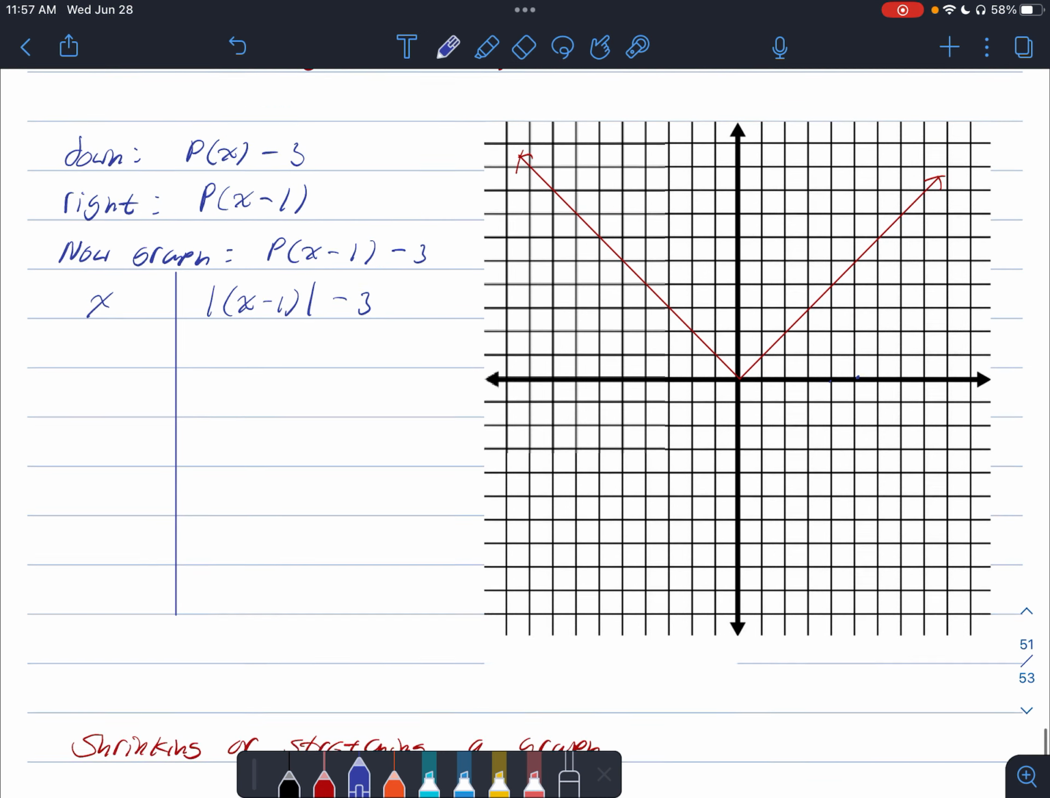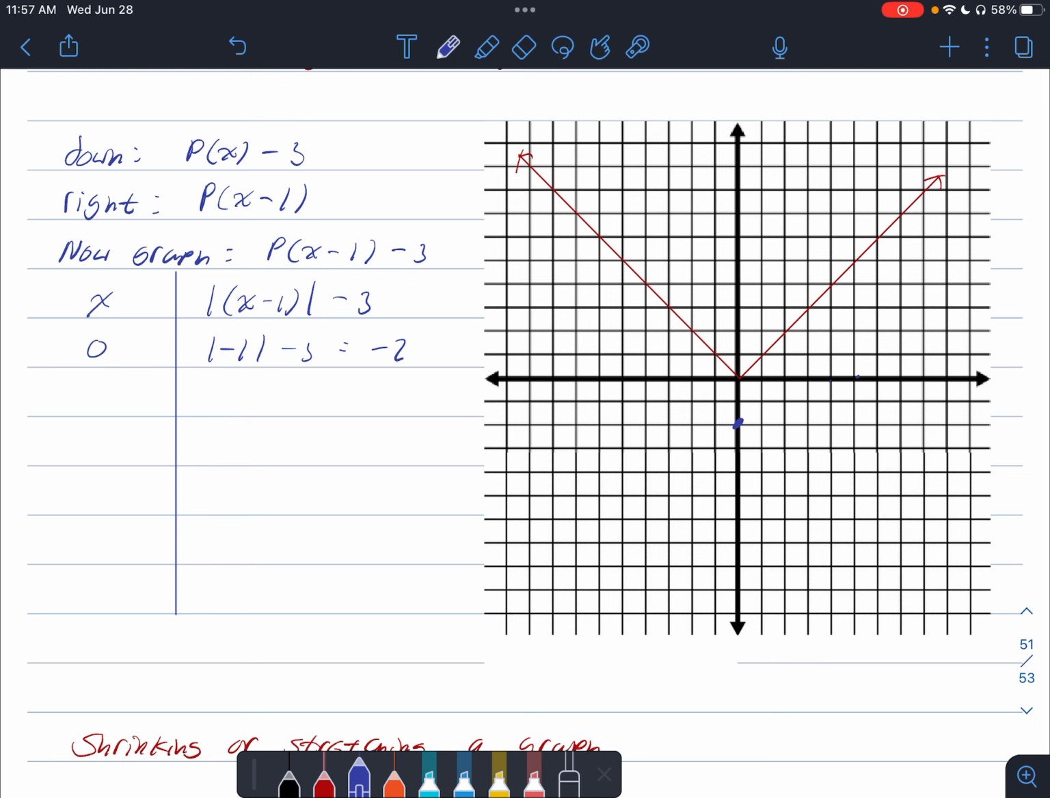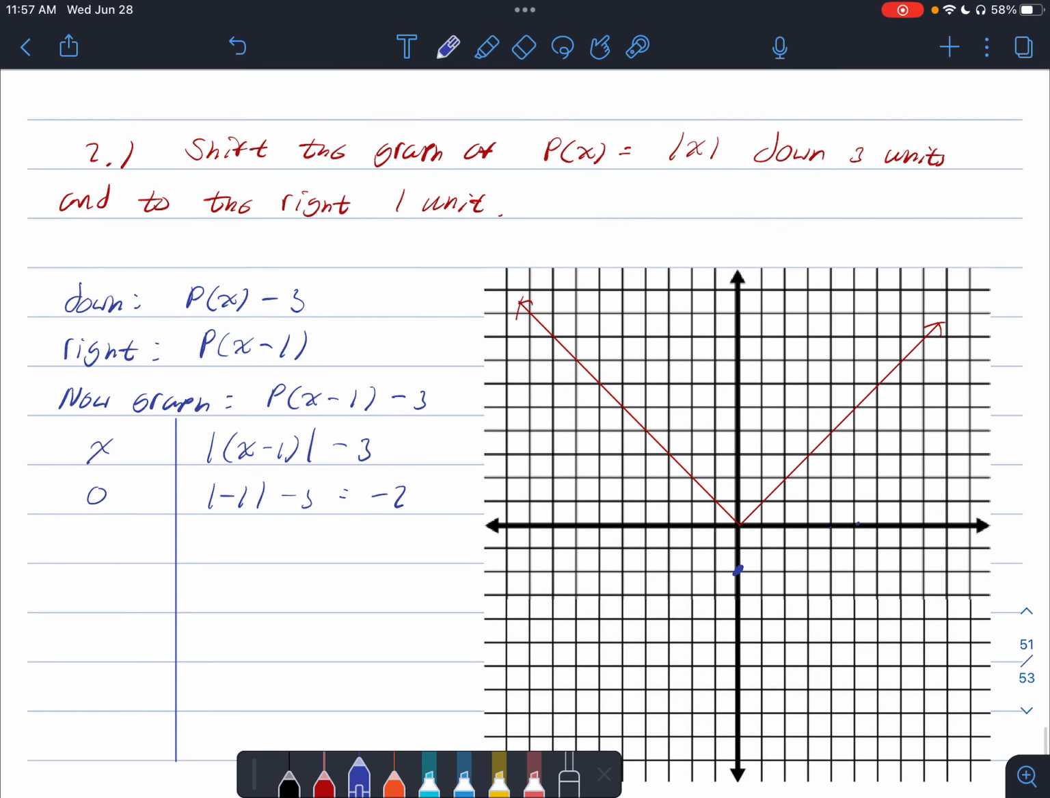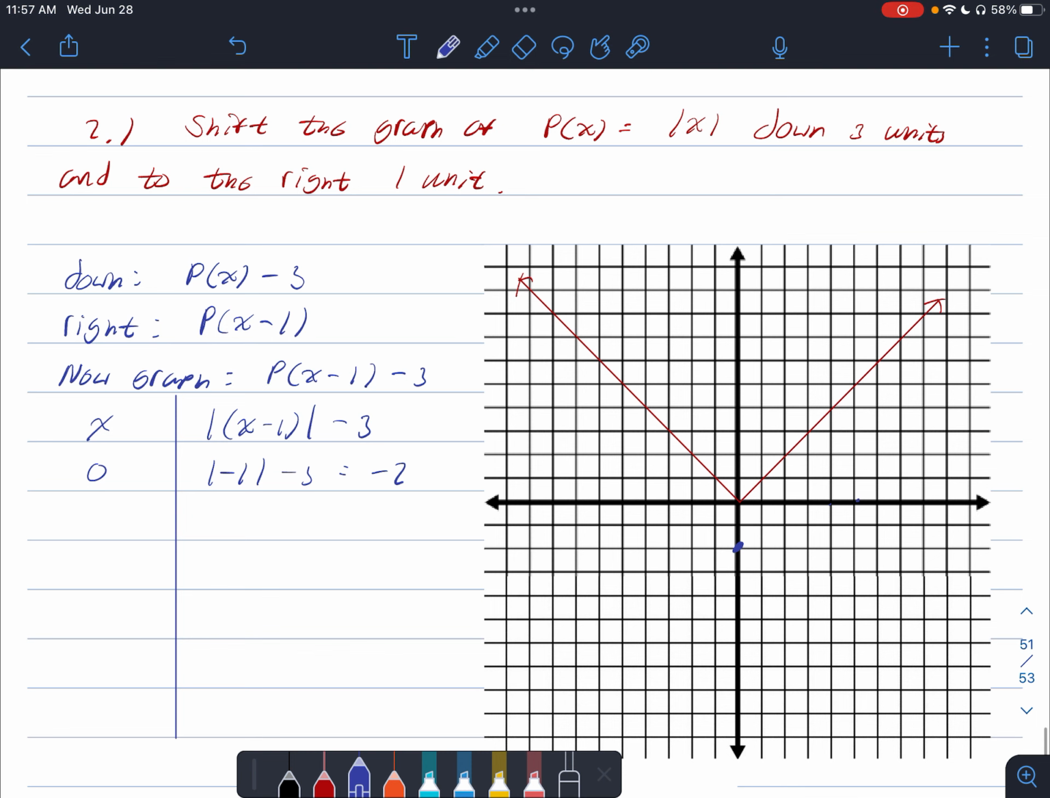Okay? All right, so let's go ahead and let's just start with the point 0 and see what happens. So if we start with the point 0, we'll have 0 minus 1, or -1, minus the absolute value of -1 minus 3. So the absolute value of -1 is just 1. So 1 minus 3 is -2. Okay, so the point 0 will be -2. Okay, this is good. We wanted to shift it down 3 units, so this is a good start.